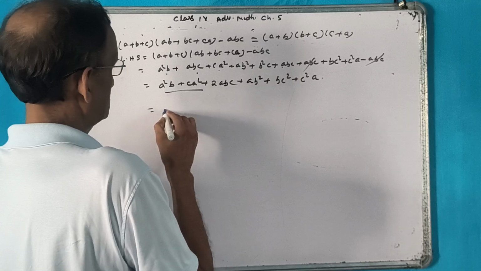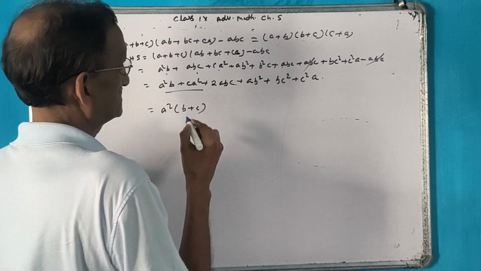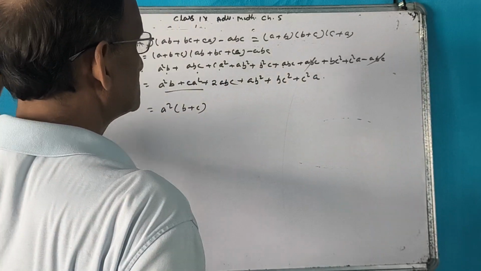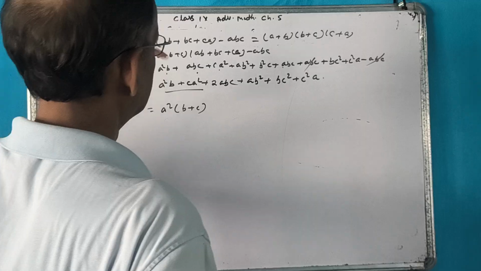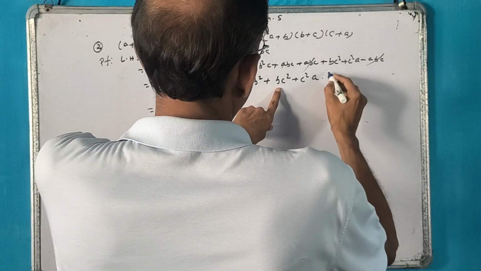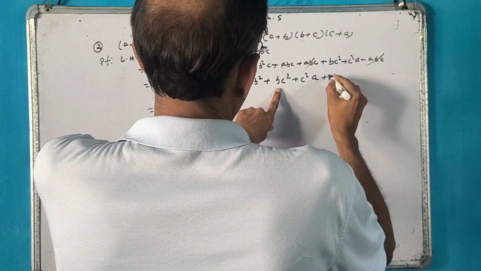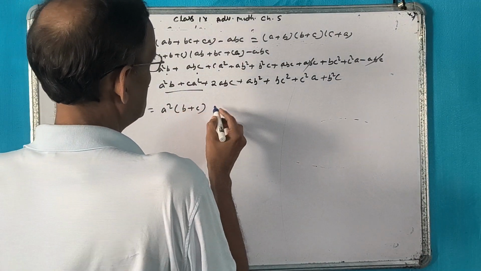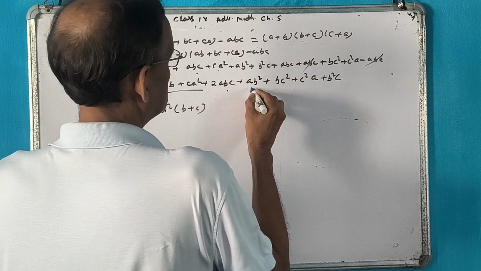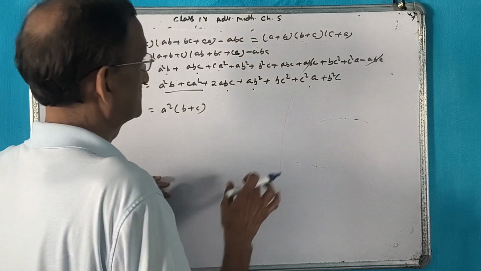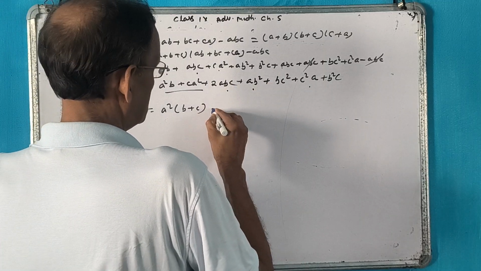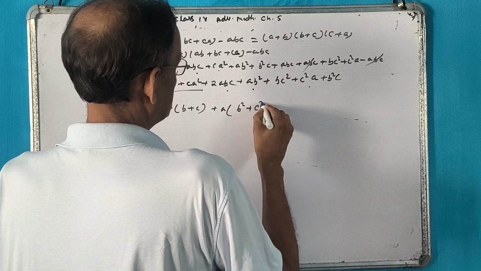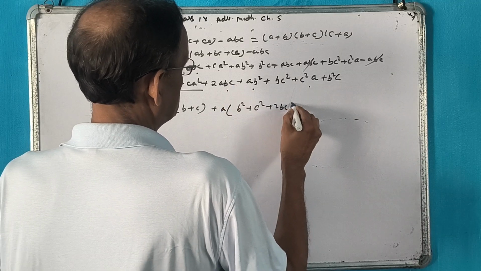From this, what is common? a squared, what you will get? (b plus c). From this, something we have not written: bc squared is written, b squared c is not written. Now, from these two terms, what is common? a squared, what will we get? b. From these three terms, a here, a here, a here, you can take a common. What is left here? b squared. What is left here? c squared. What is left here? Twice bc.